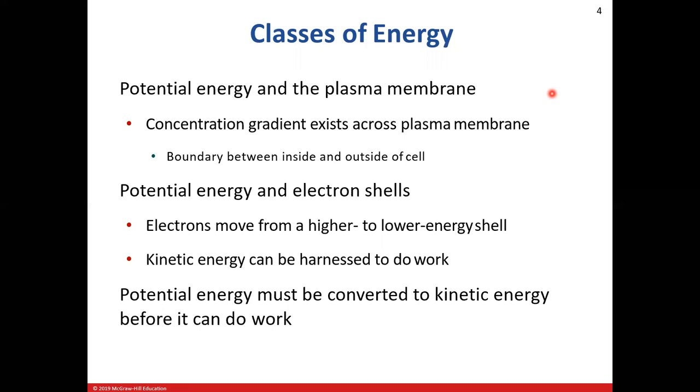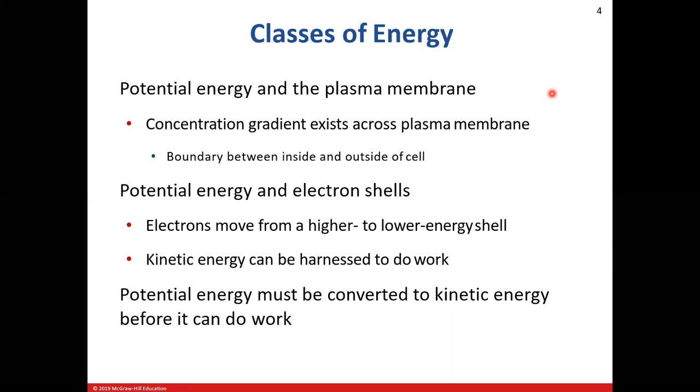We also look at potential energy in the energy shells, looking at how electrons are carried in space around the atom. Remember, a full valence shell in the first level has 2 electrons. A full second shell level has 8 electrons, so a total of 10 at that point. When we look at how electrons move, they are typically going to move from a higher to a lower energy shell, so from a higher energy level to a lower energy level.